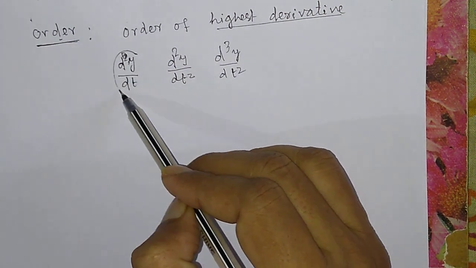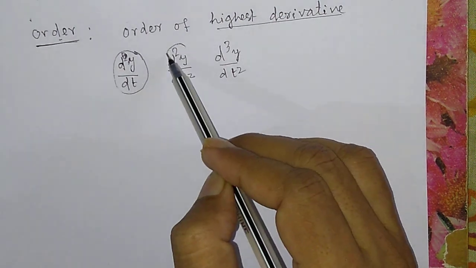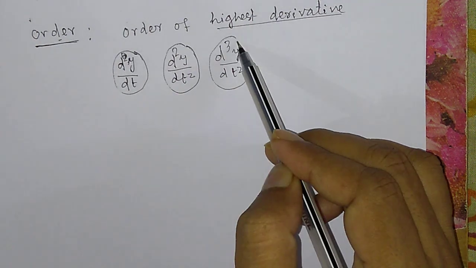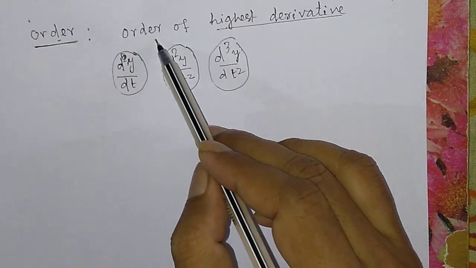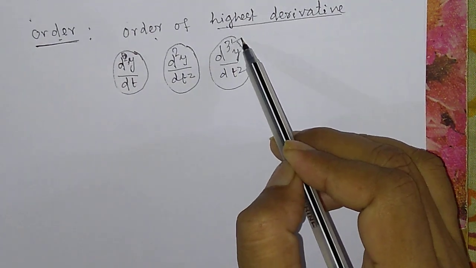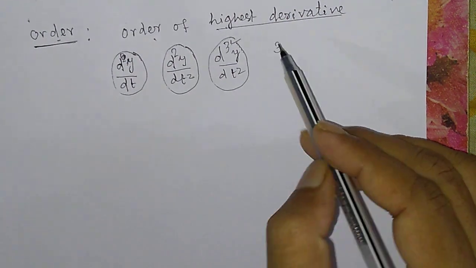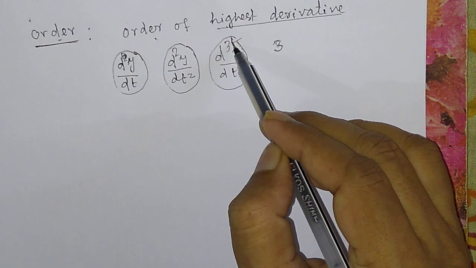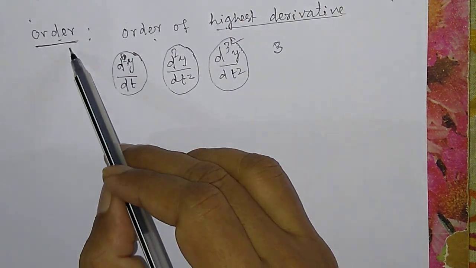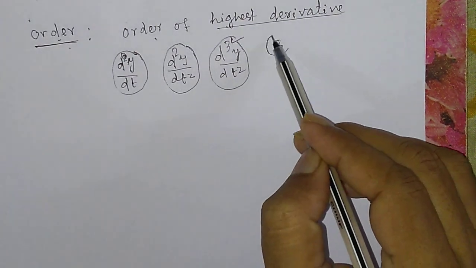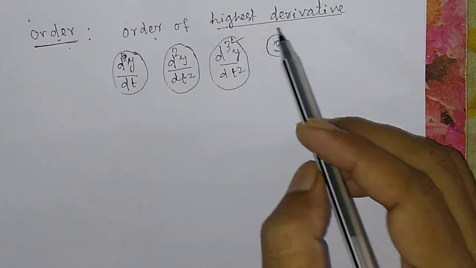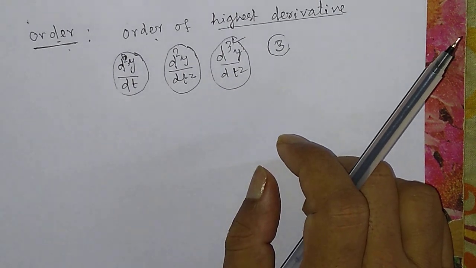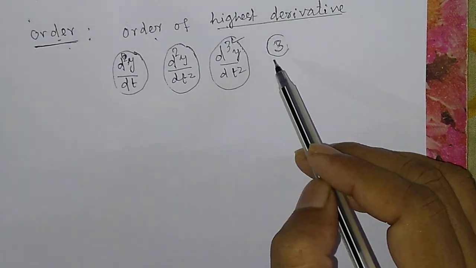In the differential equation you have first derivative, you have also second derivative, you have also third derivative. But the highest derivative order here is equal to 3. The highest derivative in the differential equation is of the third order. So the order of the differential equation will be 3. The order of the differential equation means the order of the highest derivative.